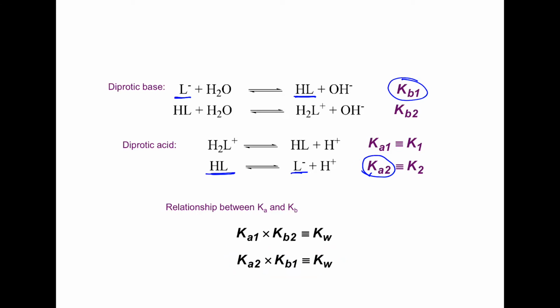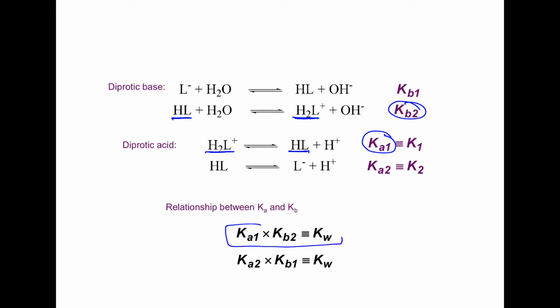If we do the same thing with the other reaction, so we're looking at the equilibrium between HL and H2L, here, H2L and HL, it's Kb2 and Ka1, and that's why they multiply together to equal Kw. So that's going to help us when we need to start converting between Kbs and Kas, or when we have a Ka but we need to find a Kb.